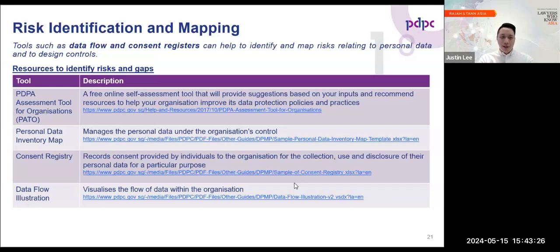Next, a personal data inventory map. That is referred to in the guide. There isn't a specific tool that we have for this, because ultimately it's very organization specific. It's really a map of where personal data sits in every part of your organization and who is responsible for it. That way you don't lose track of any personal data, and at all times someone is accountable for it.